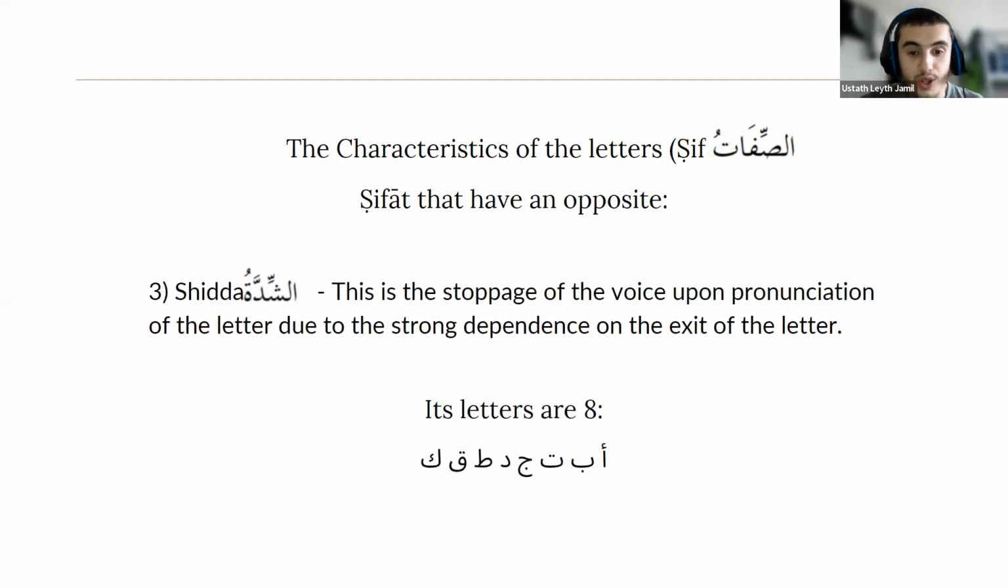So now the next bit, the sifat that have an opposite, and one topic is the shidda. So this is a stoppage of the voice upon pronunciation of the letter due to the strong dependence on the exit of the letter. So its letters are eight: alif, ba, ta, jim, dal, ta, qaf, and kaf. Okay, so one famous example from the Quran, Bismillah ir-Rahman ir-Rahim. Tabbat yada abi lahabin wa tab. Yeah, I can see this very strong dependence on the shidda here. Wa tab. Yeah, not wa tab. Wa tab.